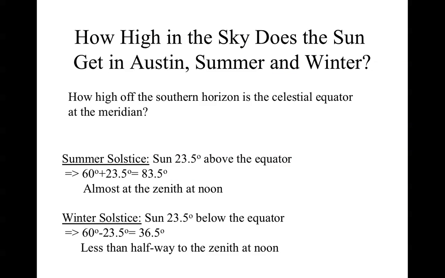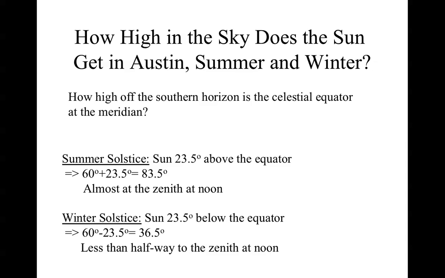Let's ask a more quantitative question, which is how high in the sky does the sun get in Austin in the summer and the winter? So the first question we have to ask is how high off the southern horizon is the celestial equator at the meridian? Austin is about 30 degrees north of the equator. The North Celestial Pole is then 30 degrees above the north horizon. We go another 90 degrees from that. We've gone 120 degrees from the north horizon, so we're now 60 degrees above the south horizon. So on the celestial equator, objects rise to an altitude of about 60 degrees.